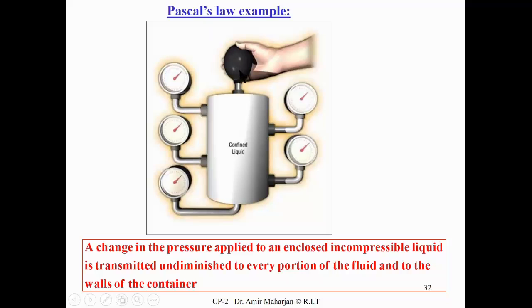So again, if you apply five pounds of pressure here, all these pressure gauges will show exactly 5 pounds of pressure. So any change in pressure applied to the given fluid will be equally transmitted in all directions. So that's Pascal's law.